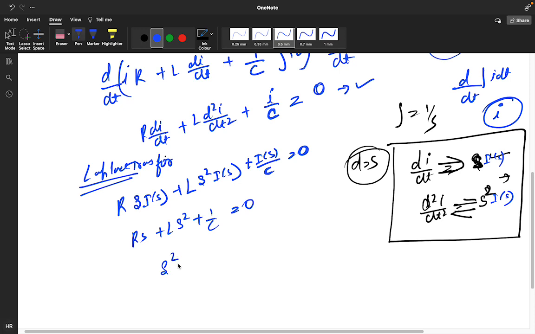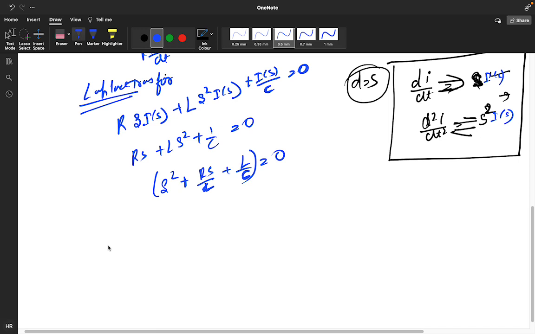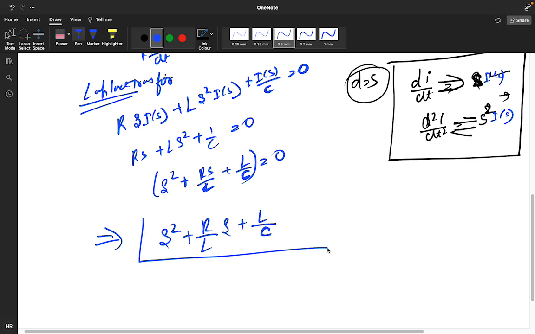So s square, take L common: s square plus Rs by L plus L by c is equal to 0. We have taken L common, I of s common. So we are getting the final equation, s square plus R by L s plus L by c. This is your final equation. This is your characteristic equation also. Up to here it is understood or any doubt?